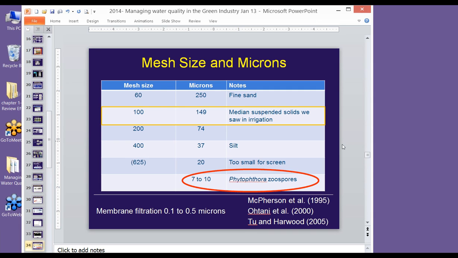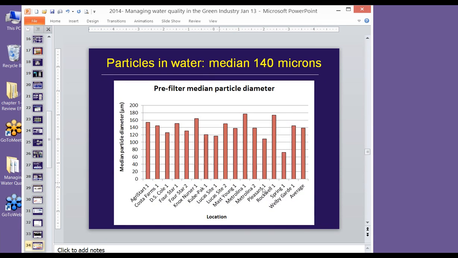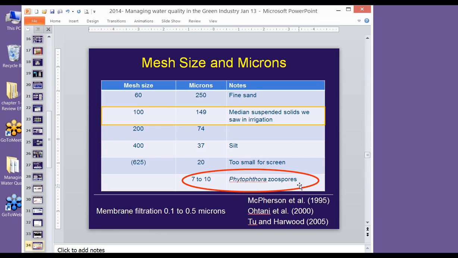We've heard a lot of people buying 5 micron filters for several reasons. One of them is that they are promised to remove pathogens, and that's one thing I would also like you to take from this talk today: none of the types of filters that I've mentioned today will remove pathogens. If you're trying to remove pathogens, the only alternative is to use membrane filtration, because Phytophthora zoospores are 7 to 10 microns. So they're pretty small, they won't go through those filters. I've heard a lot of people buying 5 micron filters to remove Phytophthora zoospores, and that's not the case.